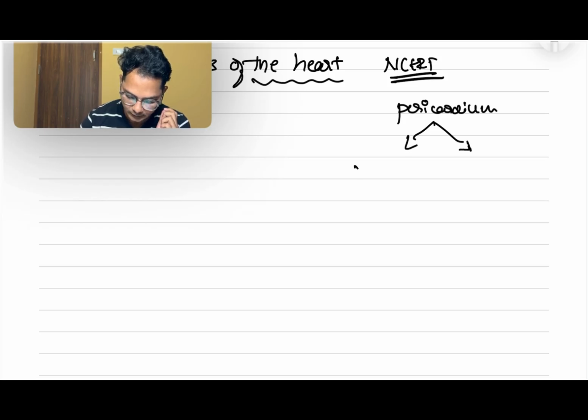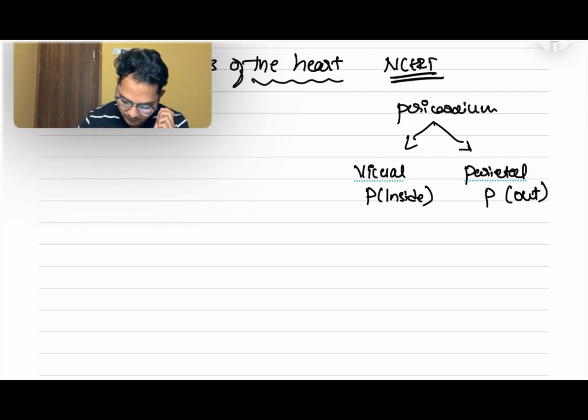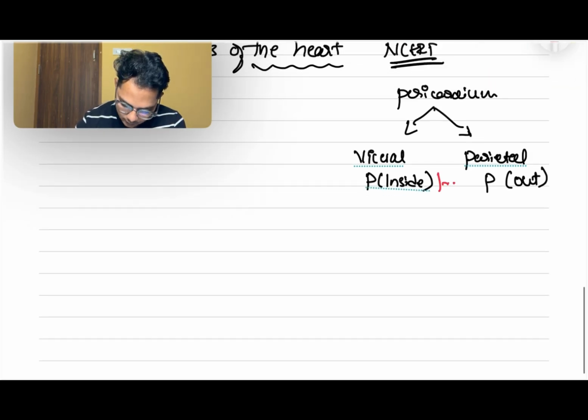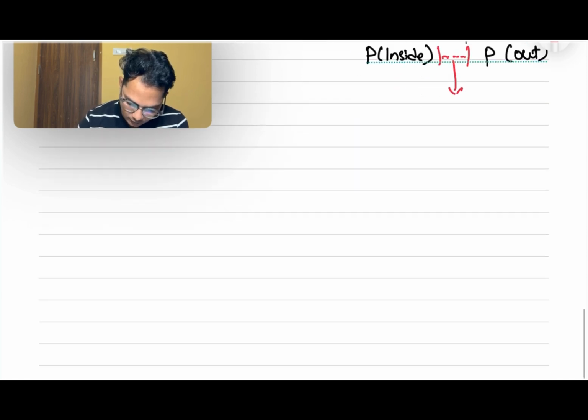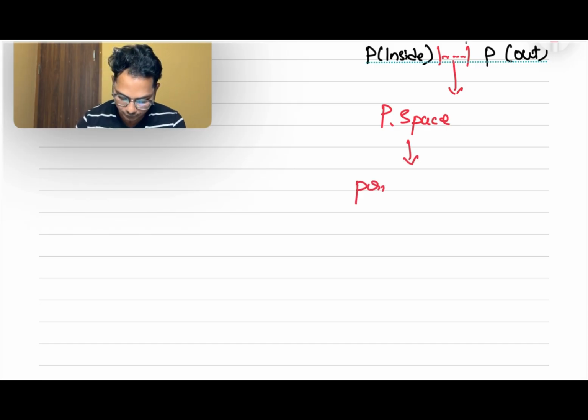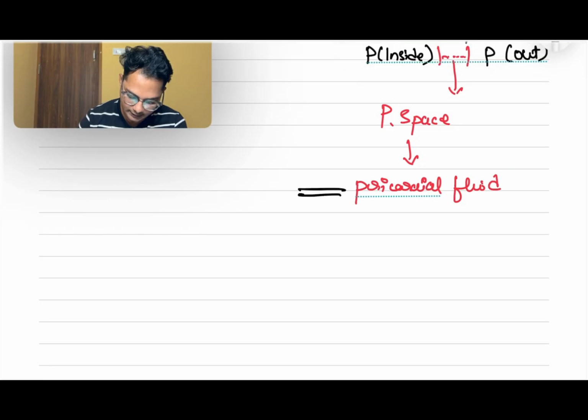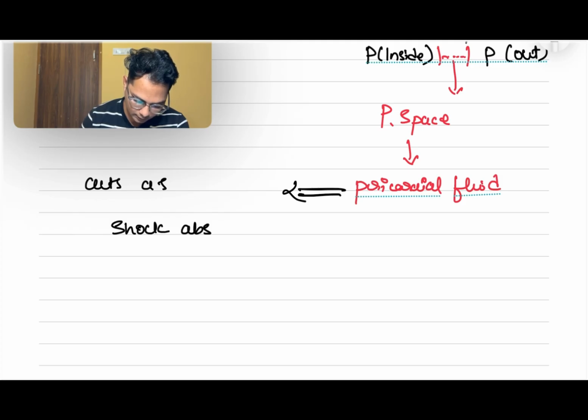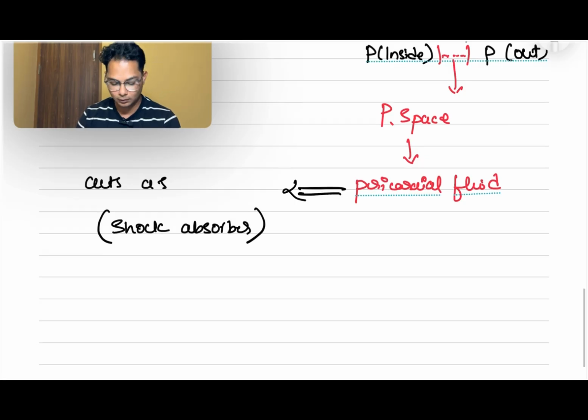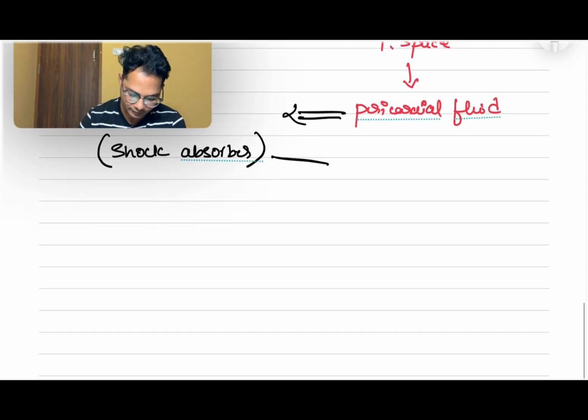One is visceral pericardium and the other is parietal pericardium, which will be present outside, and the visceral one is present inside. In between these two, there will be a space called the pericardial space, which will be filled with pericardial fluid. What is the main significance of this pericardial fluid? It acts as a shock absorber. What is the exact meaning of shock absorber? For example, you have shock absorbers in bikes, right?